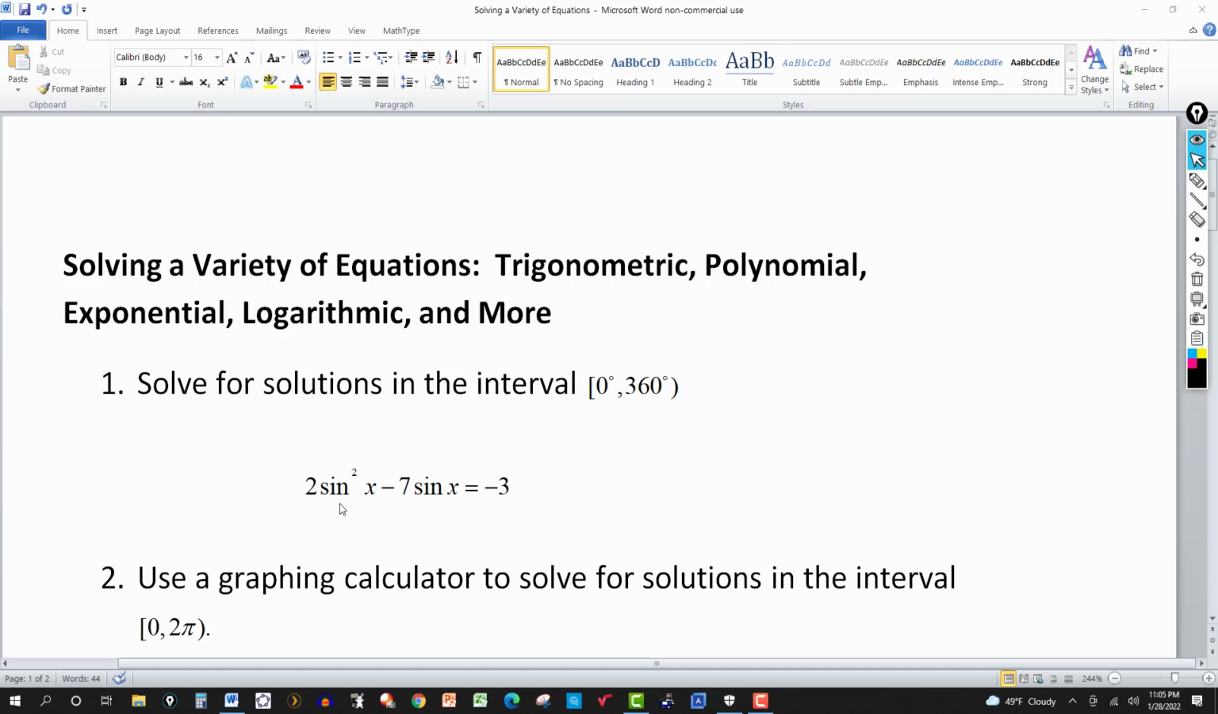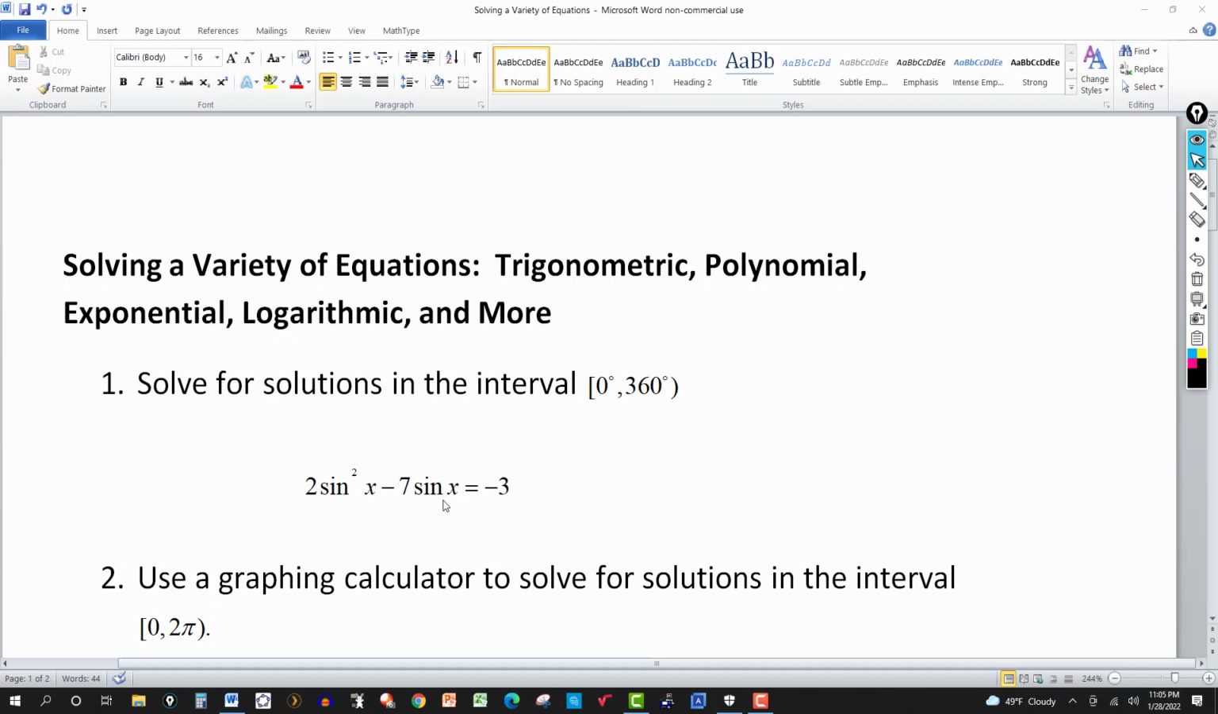So the first one is quadratic in nature. You'll solve it just like you would solve an equation like, say, 2x squared minus 7x is equal to -3. You could try to factor it, make one side 0. You can use a quadratic formula. So in this case, what we'll do is we'll try to factor it.